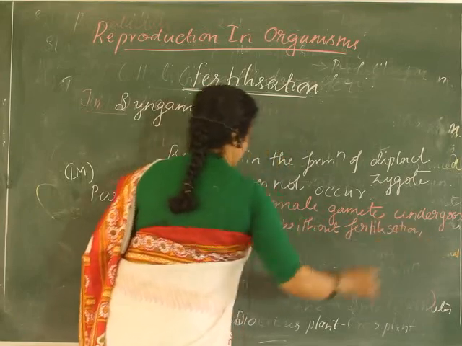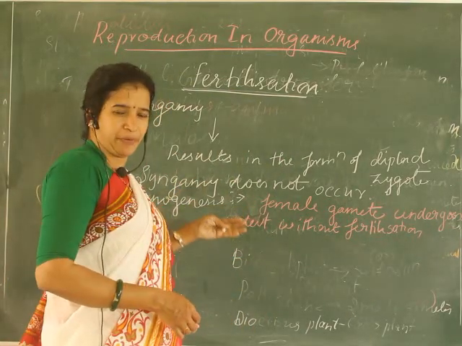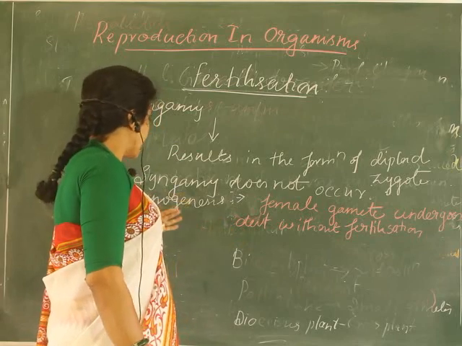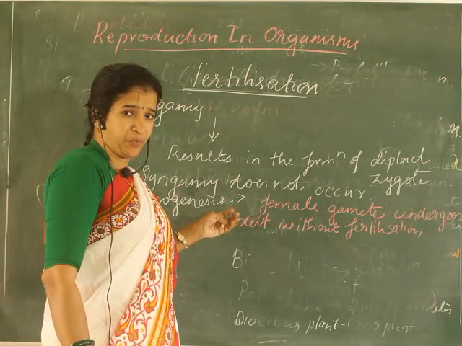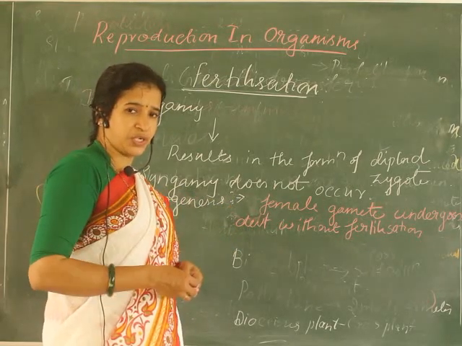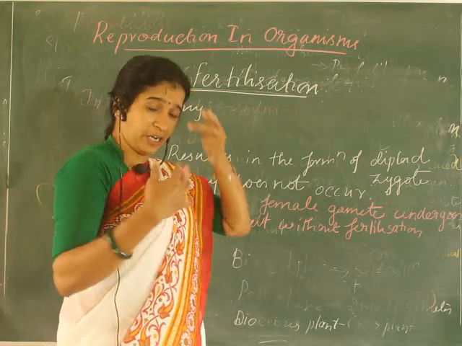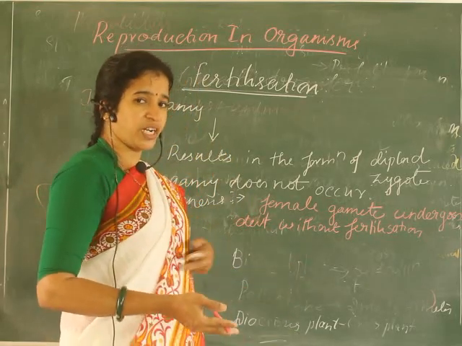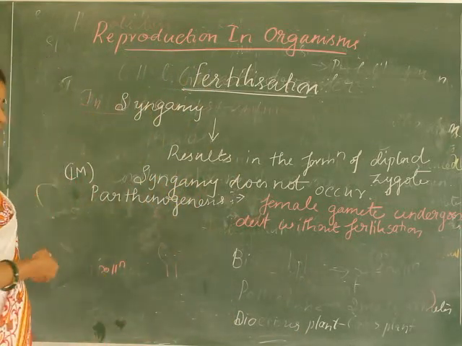Female gamete. According to what we have studied previously, an organism has to undergo fertilization, right? Once the male and female gametes fuse, they undergo fertilization and develop into a new organism. But suppose this fertilization does not occur, what will happen? Yes, here they develop into a new organism.